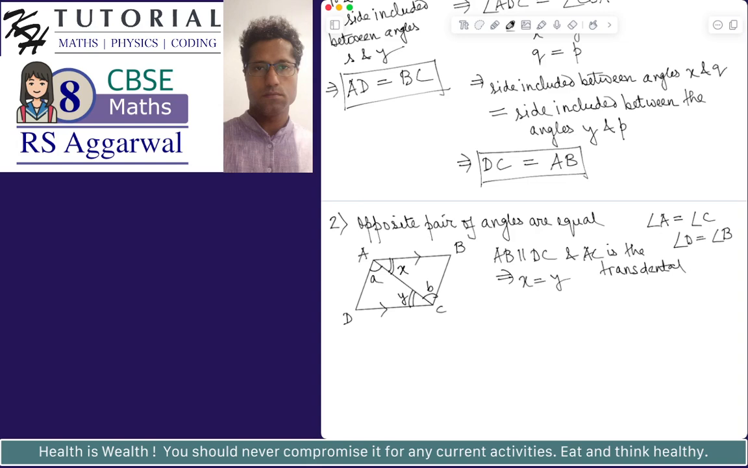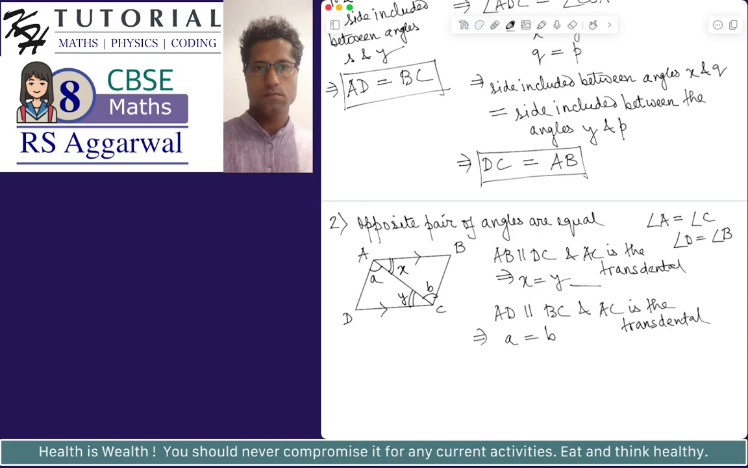Also, we know that AD is parallel to BC, and AC is the transversal. I hope this is the word, I am not sure. This will imply that A is equal to B, because they are alternating interior angles. So X and Y are alternating interior angles, and also A and B are alternating interior angles.